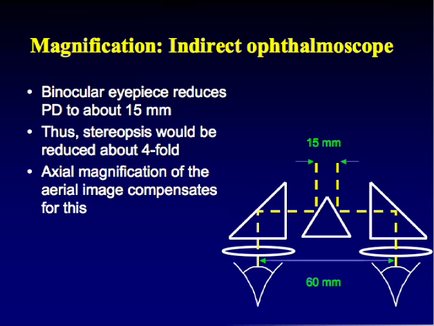And so because of this, it does reduce your pupillary distance from 60 millimeters down to about 15. This, by the way, is a prism that has total internal reflection right there. So that's 60 down to 15 millimeters, which would reduce your perception of stereo by about 4-fold.